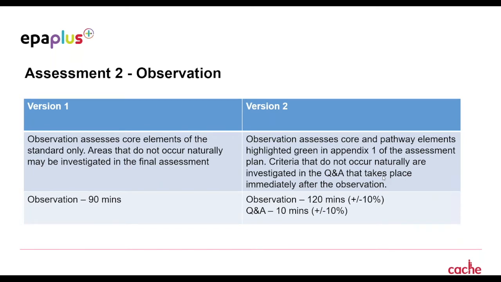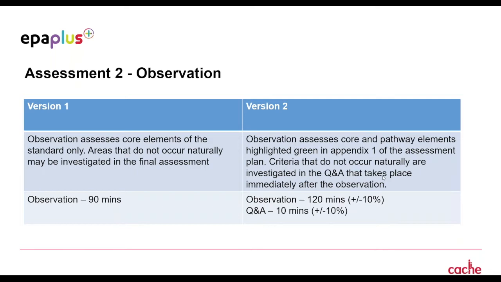Now, moving on to assessment 2 and the observation. So that observation only assesses core elements in version 1. So the observation would only assess core elements of the standard, and areas that don't occur naturally can be investigated in that final assessment. And again, this goes back to what I mentioned earlier about the blending of the assessment criteria. So areas that don't occur here can be picked up in that final assessment.